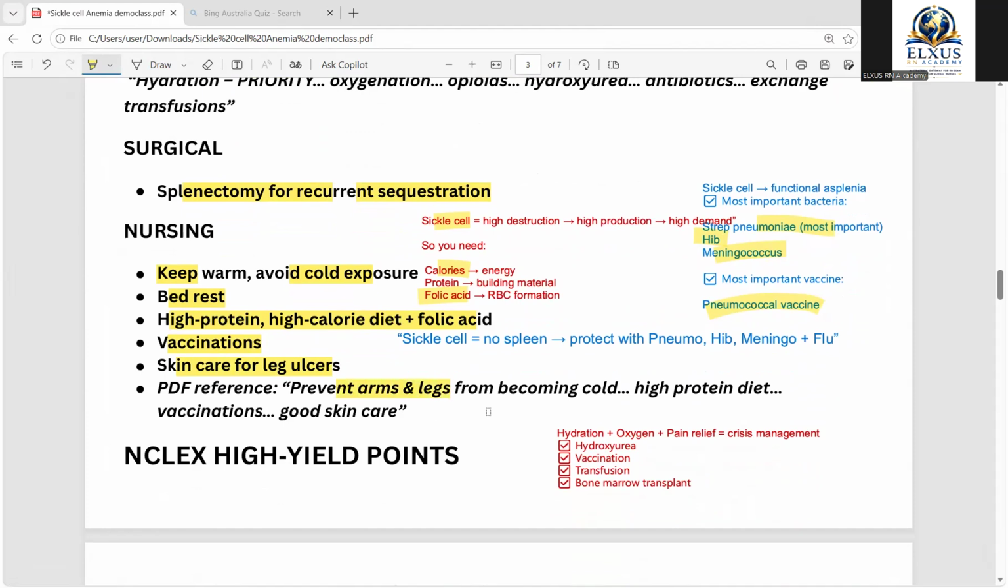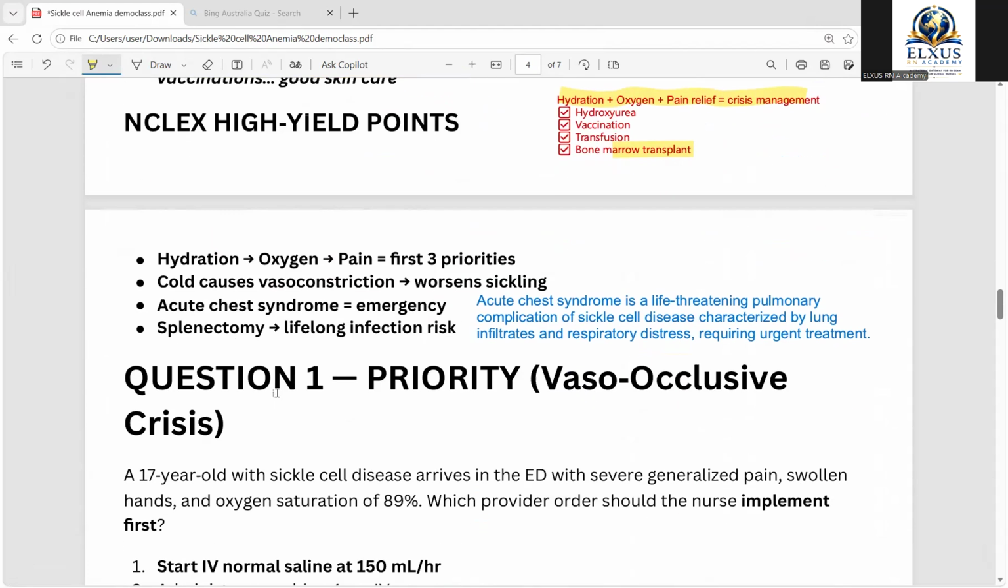Okay, the main focus you need to place is on hydration, oxygen therapy, and analgesic administration, which are the important management for a client going through the stage of crisis, or sickle cell crisis. Okay, and in addition we can give supplement treatment, hydroxyurea, vaccination, blood transfusion, bone marrow transplantation. In severe cases, that means in case of osteomyelitis or so, the client needs bone marrow transplantation. So questions can be asked from the management: hydration, oxygen, pain. These are the first three priorities in sickle cell anemia.